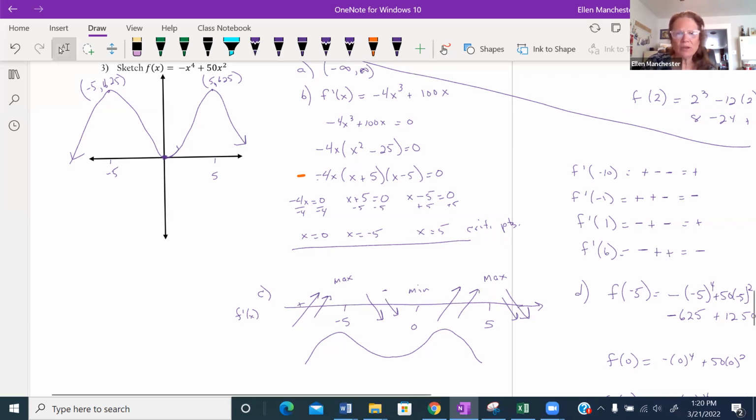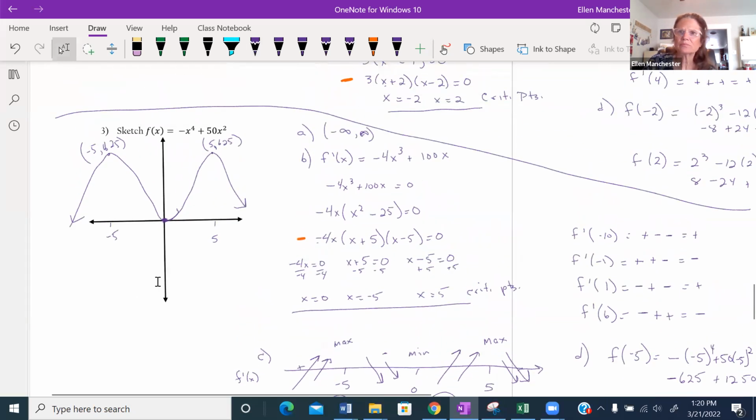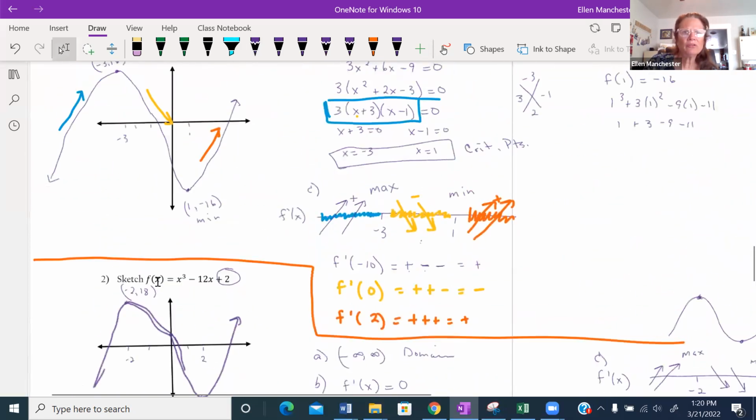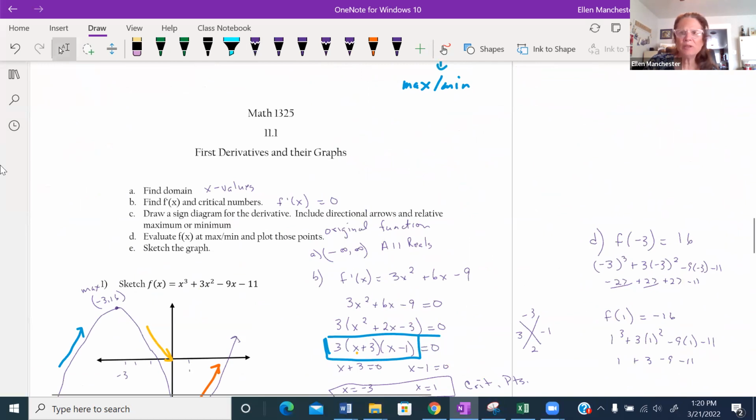Okay, all right, any questions? I'm going to stop there. Any questions? So just remember with this one, it's a little bit different as far as the techniques. But what you want to keep in mind is you're looking for where is the highest point and where is the lowest point. That's what you're looking for.